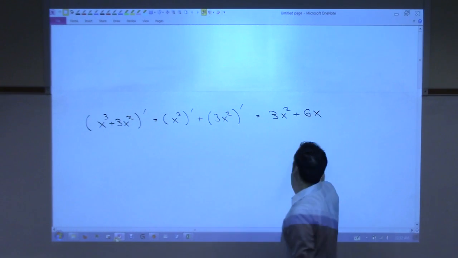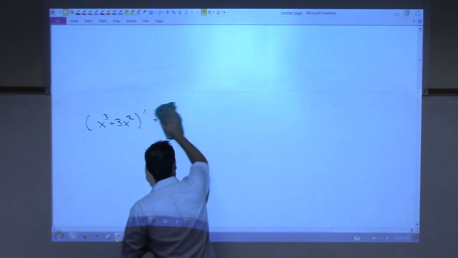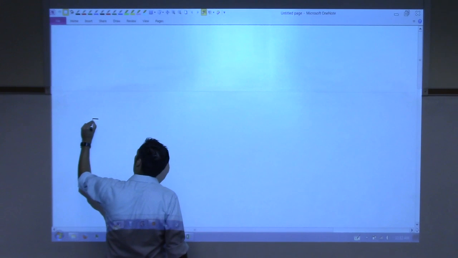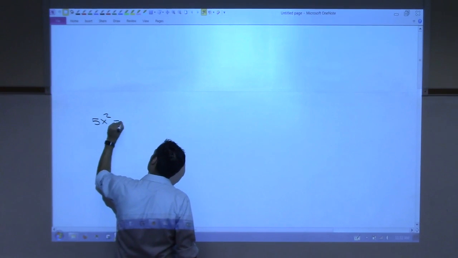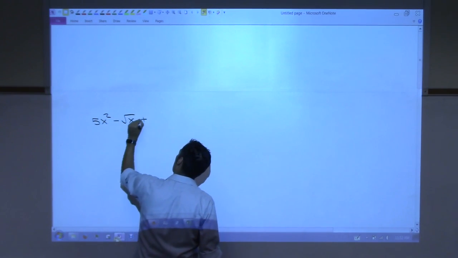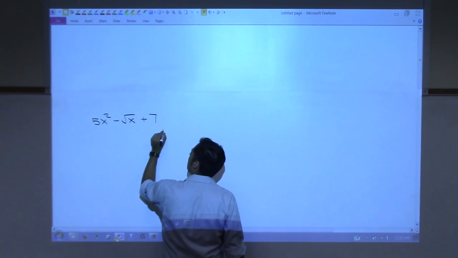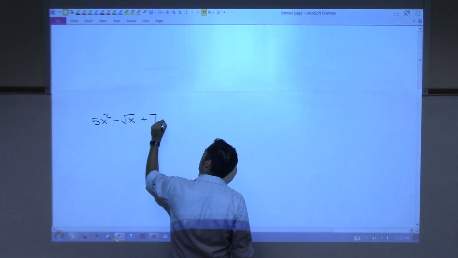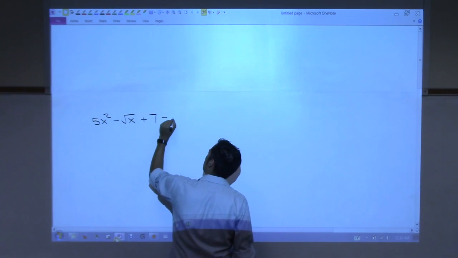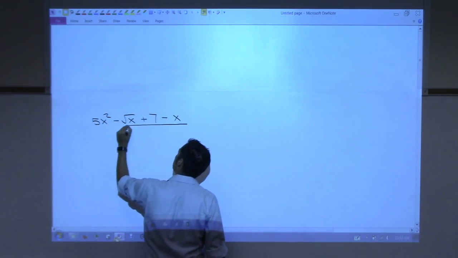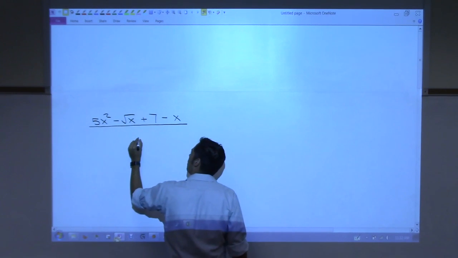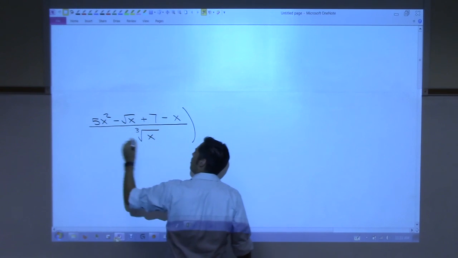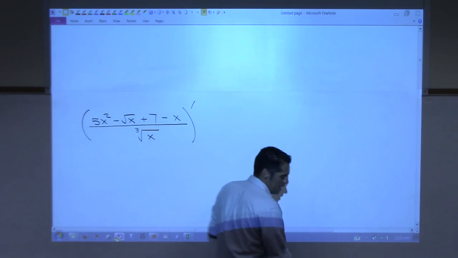How about we try something a little more challenging? How about we do something like this? How about 5x squared minus the square root of x plus 7 minus x, all over the cube root of x. I would like to know what the derivative of that is.